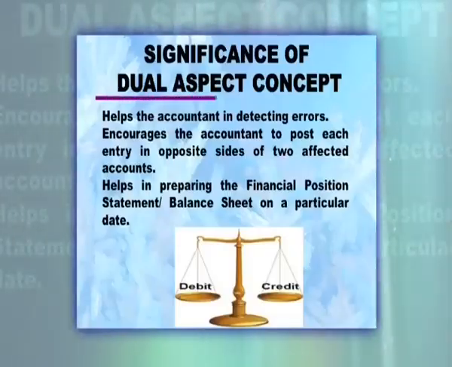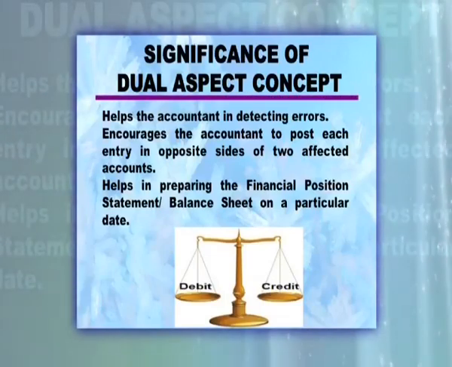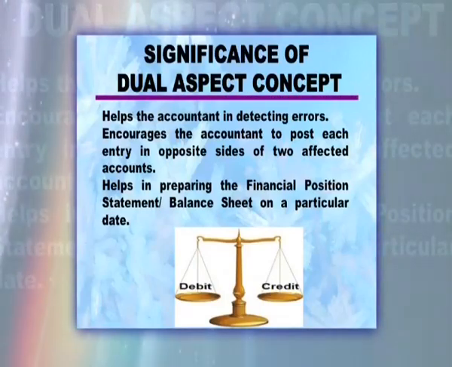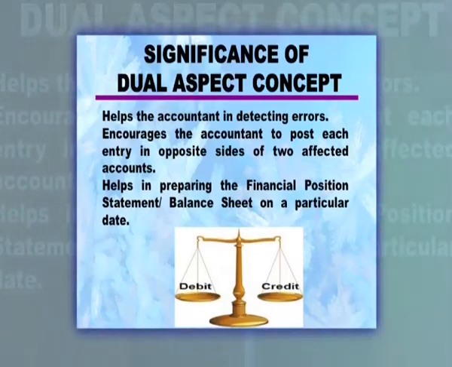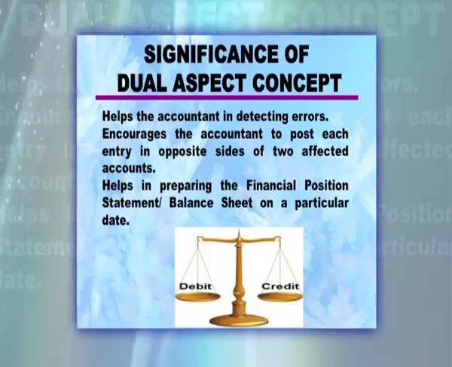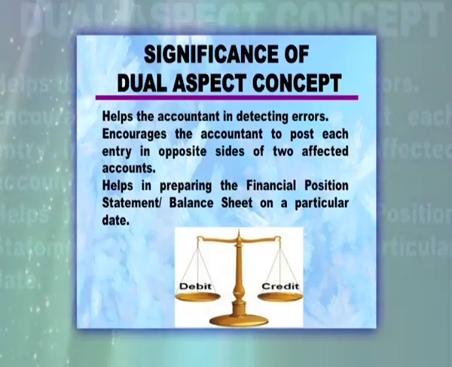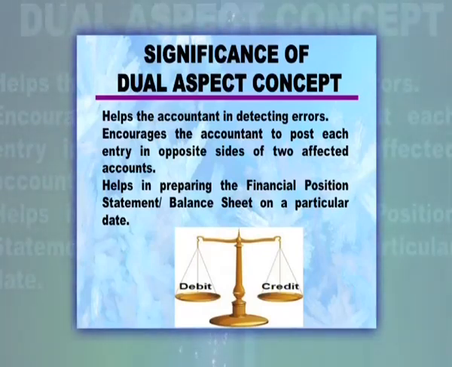Significance of this concept. The following points highlight the significance of dual aspect concept. Number 1, this concept helps the accountant in detecting errors. Number 2, it encourages the accountant to post each entry in opposite sides of two affected accounts. Number 3, it helps in preparing the financial position statement, that is balance sheet, on a particular date.